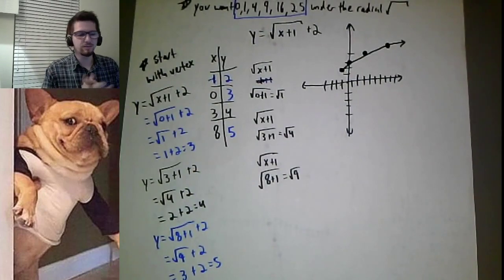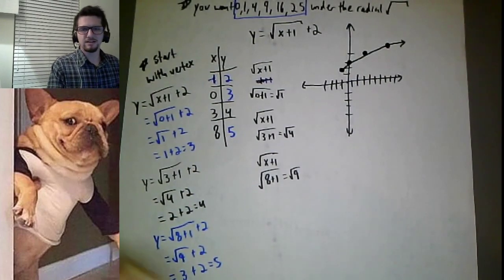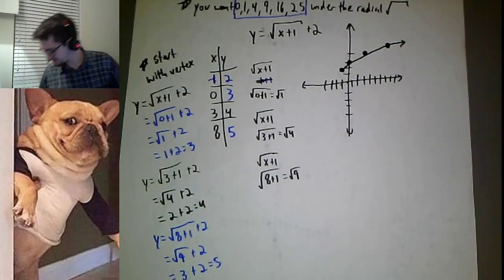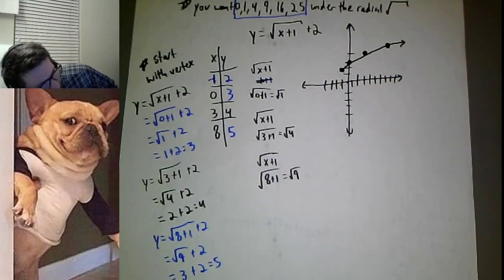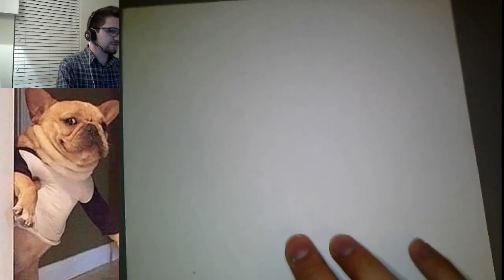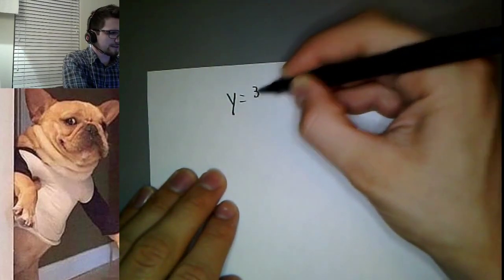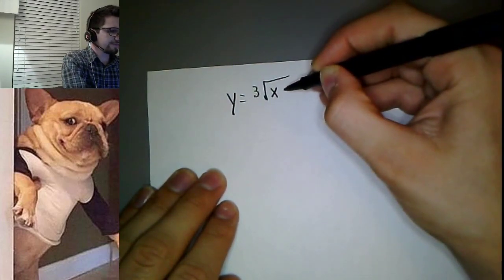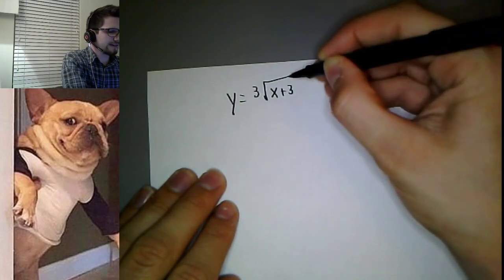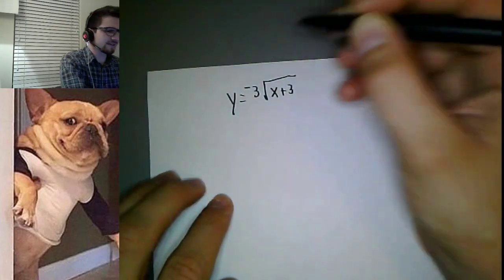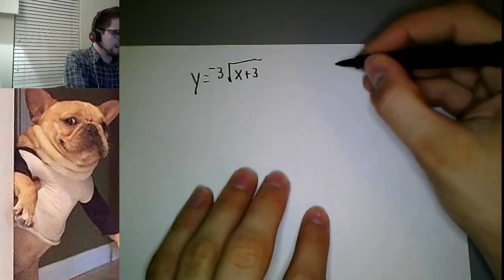Hooray. Let's do one more that includes a vertical stretch or compression, and then we will call it quits for the review. And these take a lot of room, so I need to get a new piece of paper. Let's say we had y equals 3 times the square root of x plus 3, just for fun. Negative 3. Heck yeah, let's throw a negative in there. I forgot to do negatives today. Oh well.